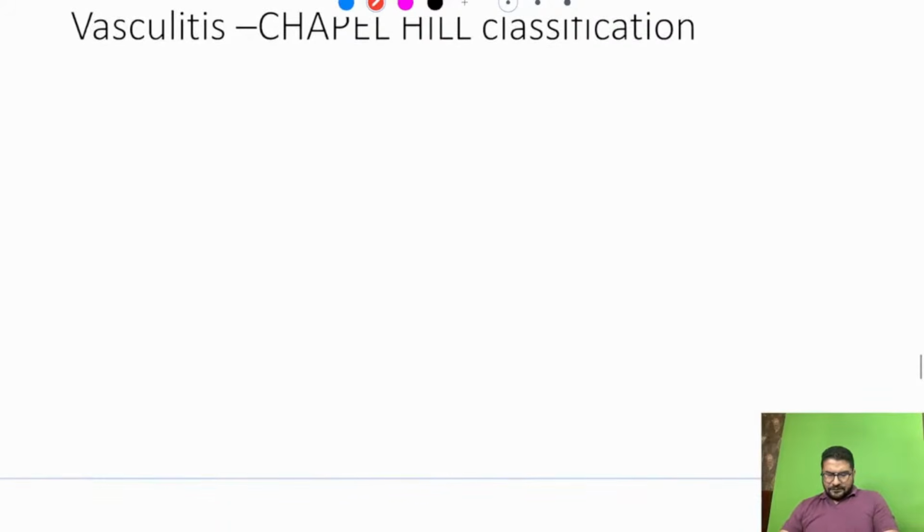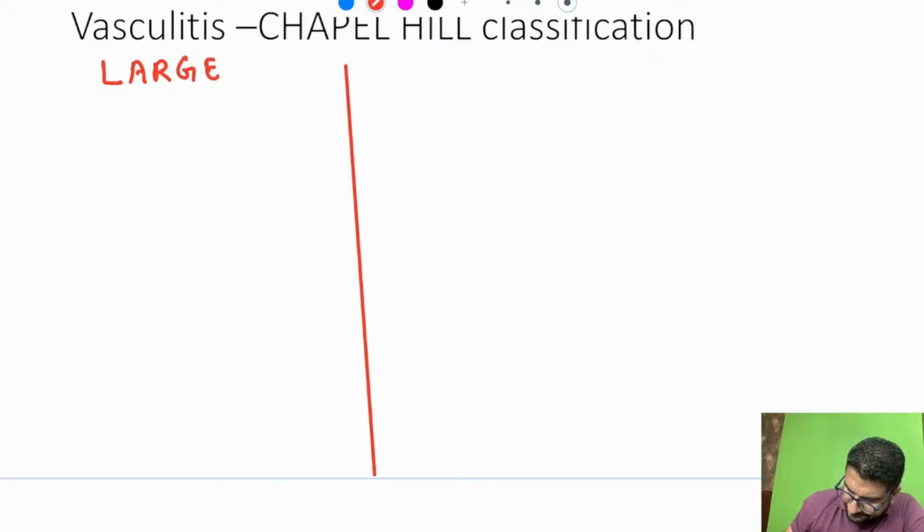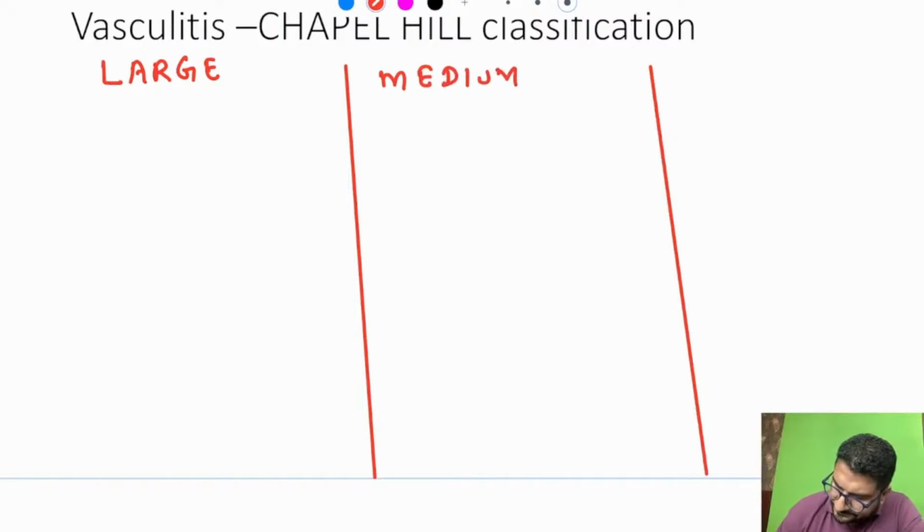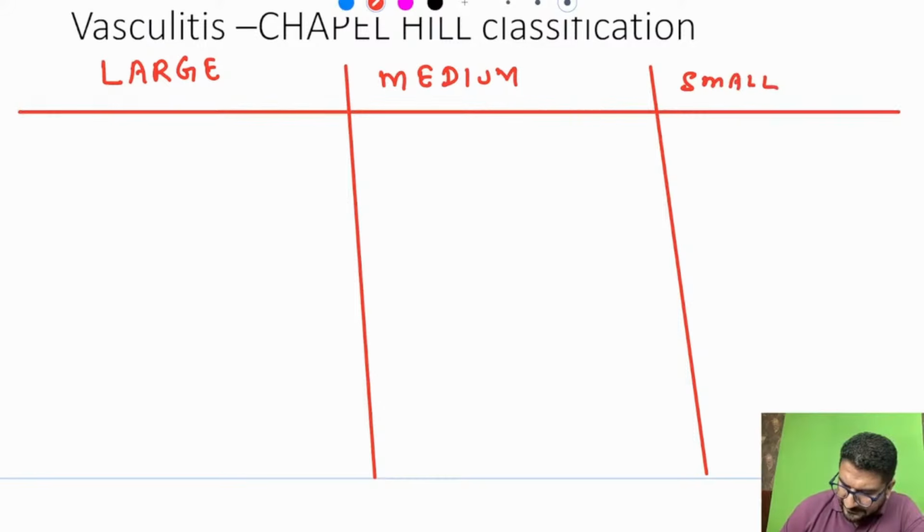Okay, now moving to vasculitis. So for vasculitis we have a classification. This classification is called the Chapel Hill classification. Based on this we can classify vasculitis into large vessel vasculitis, medium vessel vasculitis and small vessel vasculitis. So यहाँ large का मतलब एकदम large नहीं, means we are doing a comparison. Large means बाकी दो के हिसाब से बड़ी. So understand this thing.